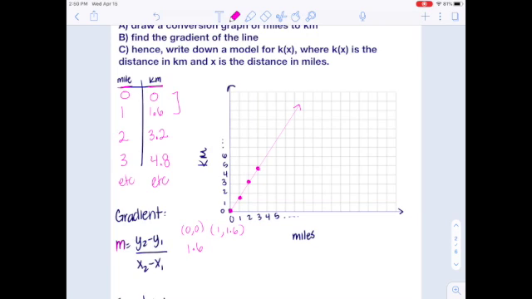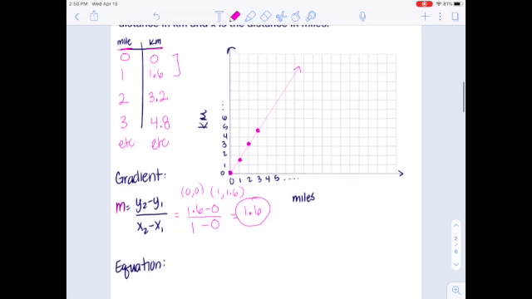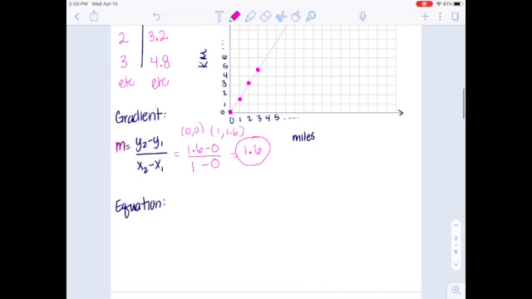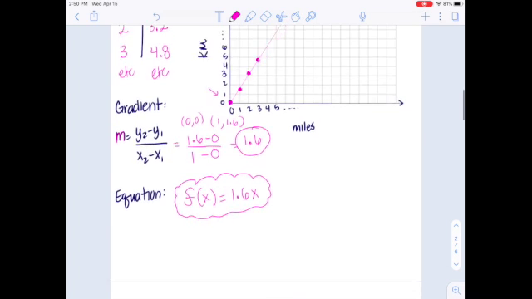So plug it all in. You get your y2 is 1.6 minus 0 divided by your x2 minus x1. That gives you just a slope of 1.6, and that is no surprise. That's your conversion. So we can write our equation. We know this graph goes through a y-intercept of 0, so in function notation f of x is equal to 1.6x, really plus 0, but we don't need to write that. And there you have it.